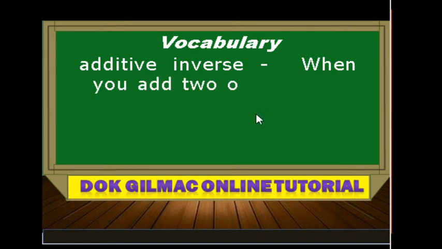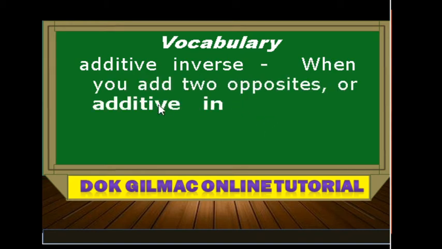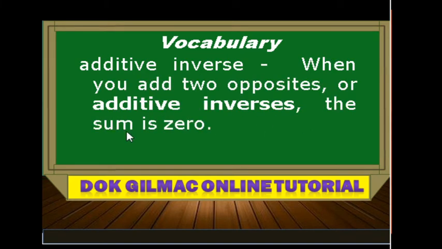Additive inverse. When you add two opposites or additive inverses, the sum is 0. Consider the example here, negative 4 plus 4 is equal to 0. Take note, the additive inverse of negative 4 is positive 4. Or we can say, the additive inverse of positive 4 is negative 4. Their sum is just equal to 0.